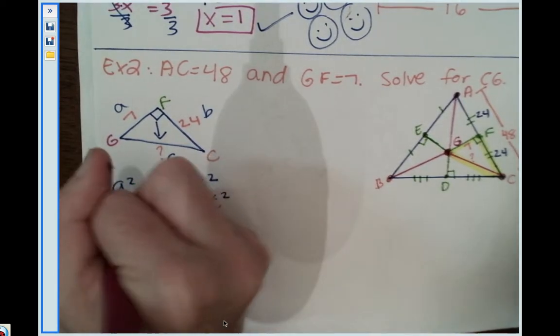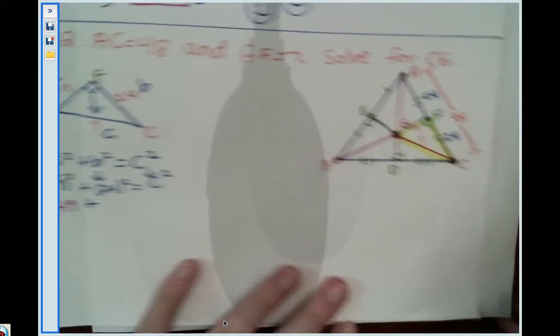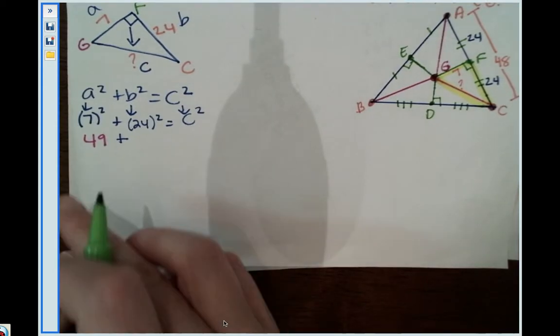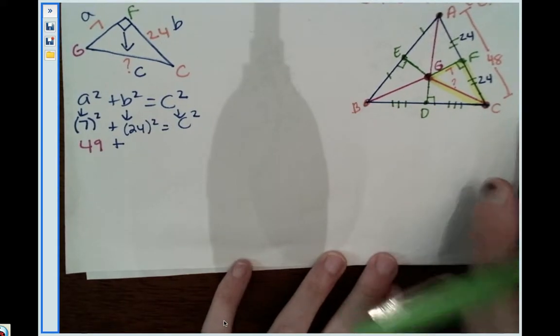So 7 squared is 49. 7 times 7. Plus 24 squared. Now, I don't really know that off the top of my head, so I'm going to do some scratch work. I'm going to use my brain, because your brain is the best calculator you have. Calculators, when you rely on them to do arithmetic like this, it just doesn't help your brain. So you guys need to do this by hand.